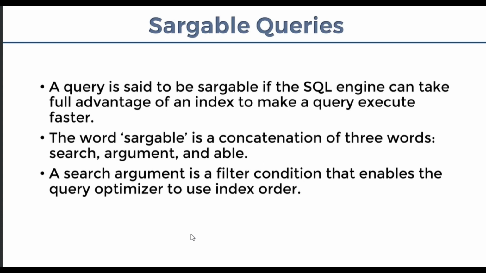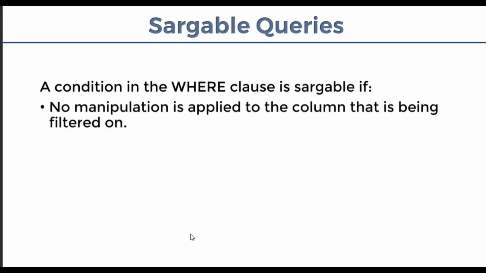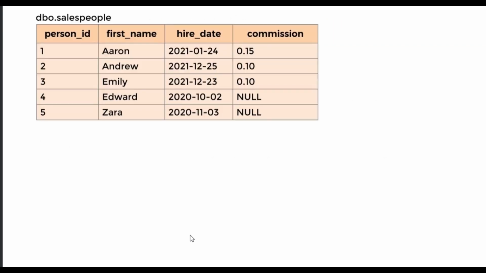Generally speaking, we specify such an argument as a condition in the WHERE clause. If we use a WHERE clause, it is considered a searchable query. No manipulation is applied to the column that is being filtered on. Comparison operators, like equals, used without a leading wildcard, are considered searchable.